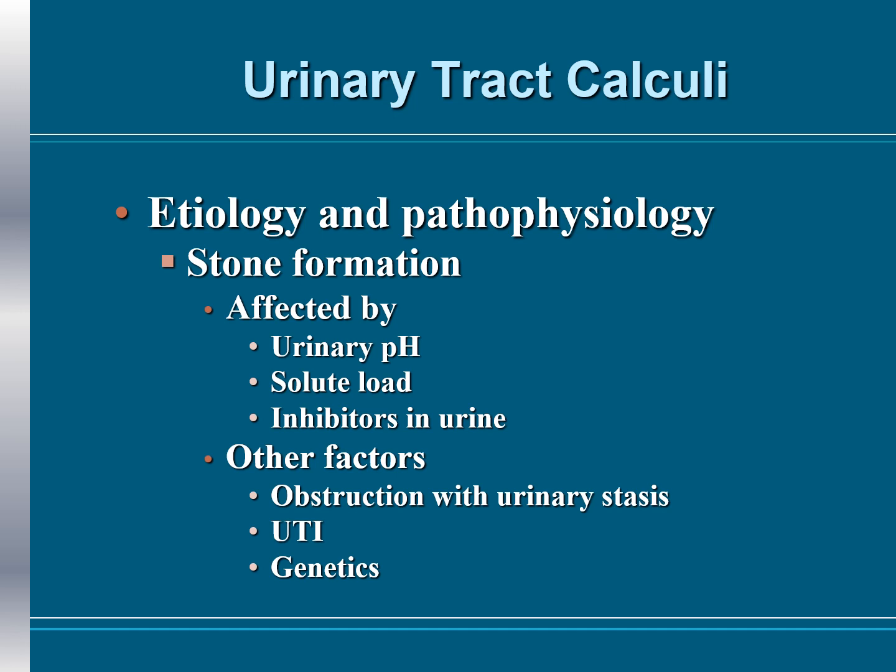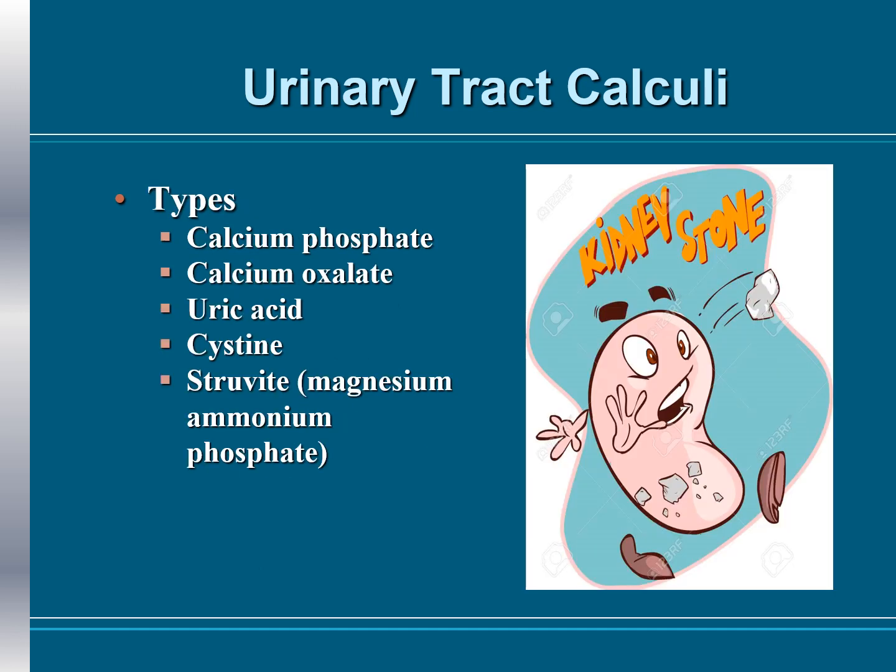Big ones: kidney stones, urinary tract calculi. Stone formation really is affected by urinary pH, solute load, and inhibitors in the urine. Other factors: obstruction with urinary stasis, UTIs, and a lot of it can be genetics. There are 5 different types. There is calcium phosphate, calcium oxalate, uric acid, cystine, and struvite.